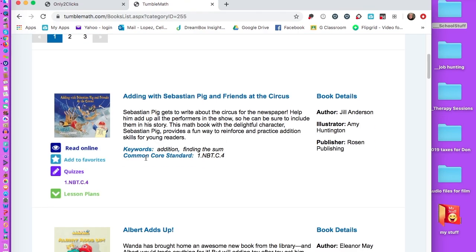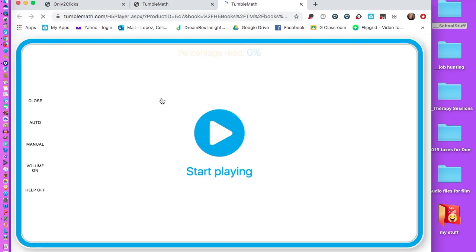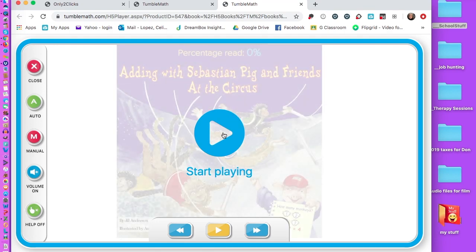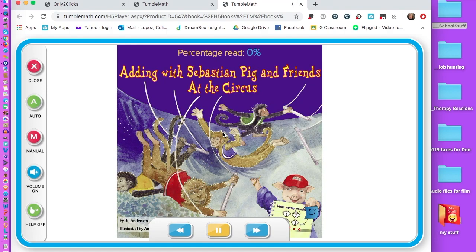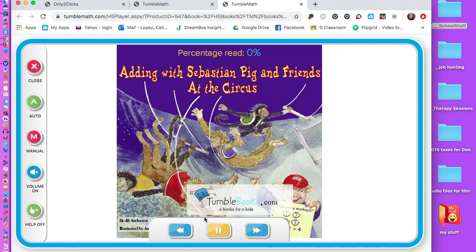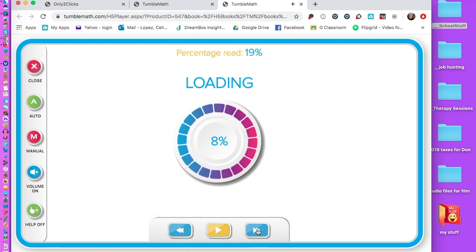And here we have a book and a quiz. So we click on the book and play. Sebastian at the circus. Lucky Sebastian Pig. Today he is going to the circus. Now let's pretend we read the entire story.